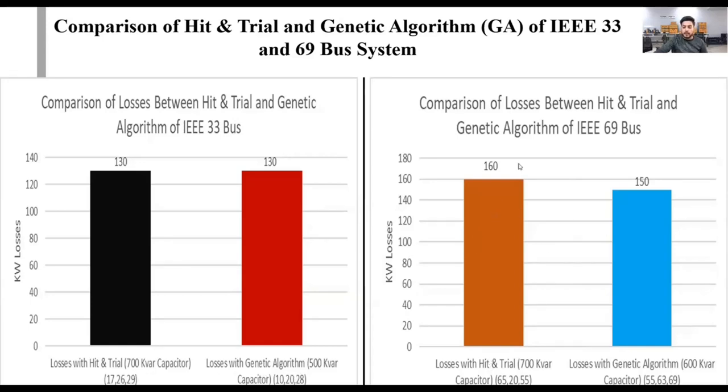In this graph, the IEEE 69 bus system, we got 160 kilowatt losses in the hit and trial method, and after applying the genetic algorithm, we got 150 kilowatt losses. But the rating is also different. Here we got the results at 700 kVAr capacitor, and here we got the results at 600 kVAr capacitor.